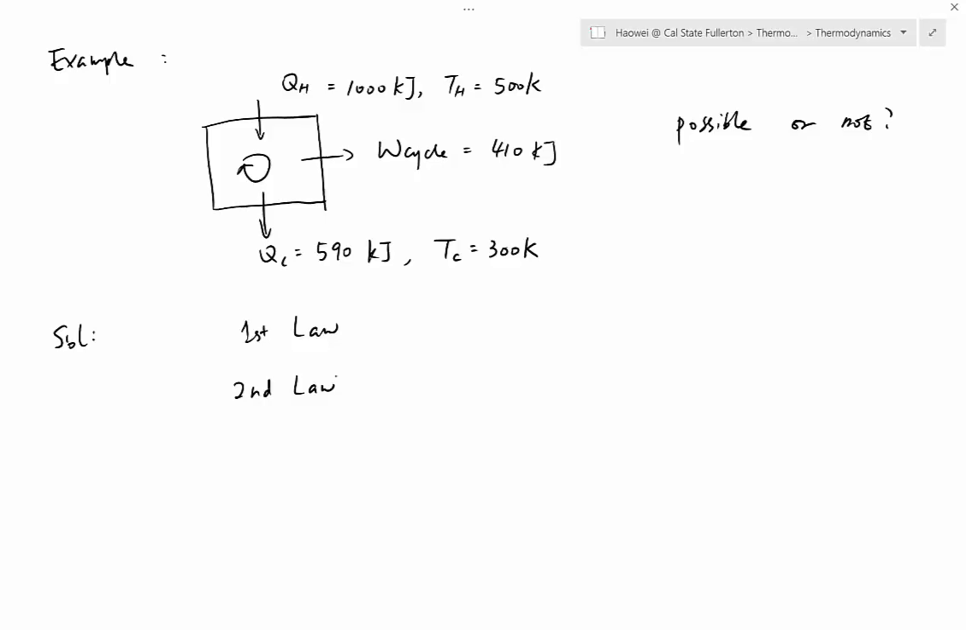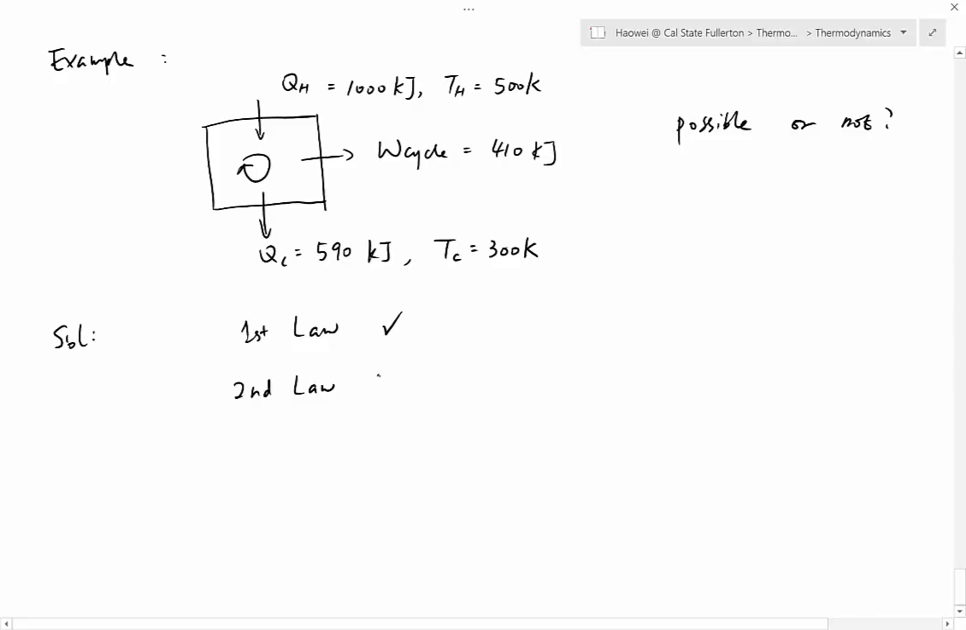So now let's check again, first law first. What is the first law? The first law is conservation of energy. Total energy going in must be equal to total energy leaving. Total energy going in is 1000 kilojoules, QH. Total energy leaving is W cycle and QC, so that's 410 plus 590. In total, that's 1000. So 1000 goes in, 1000 comes out. There's nothing wrong with that. So this design does not violate the first law. So the first law is satisfied.